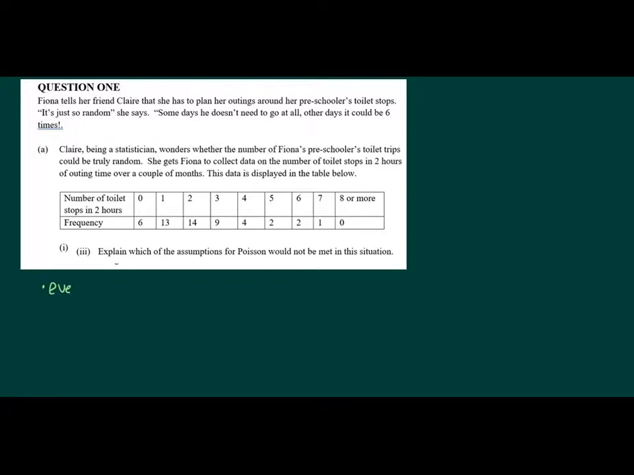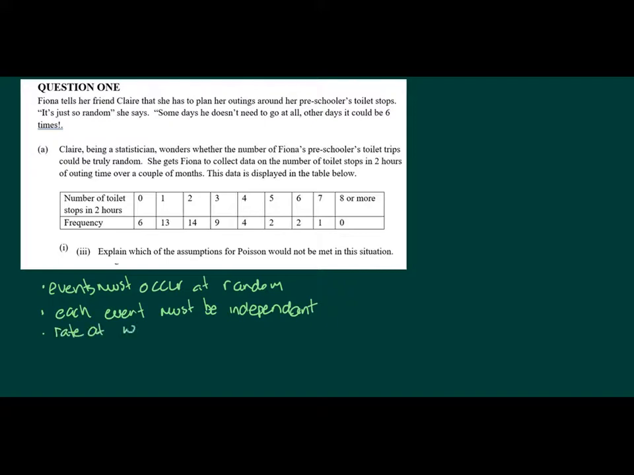First of all, the events must occur at random. Okay. The next one is each event or happening must be independent of one another. Independent. So that's one thing. The next one is the rate at which an event occurs must be constant, should be constant. Okay, so that's the third one. And there is a fourth one. Events cannot occur simultaneously.